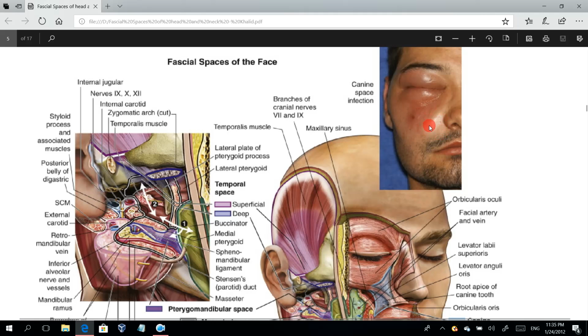is called the canine space, causing swelling, edema. Also here the infection and cellulitis, inflammation of the soft tissues, involve the upper and lower eyelids. All this swelling, all this thing, the patient comes to you here with swelling in this area and cannot open his eye.